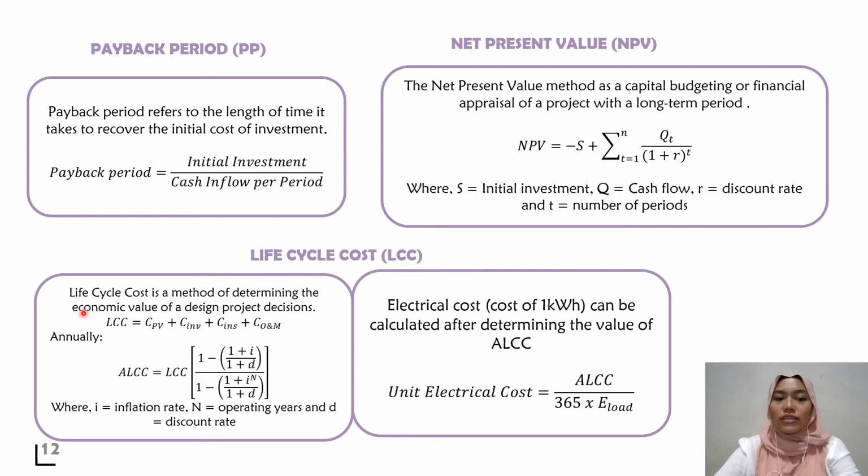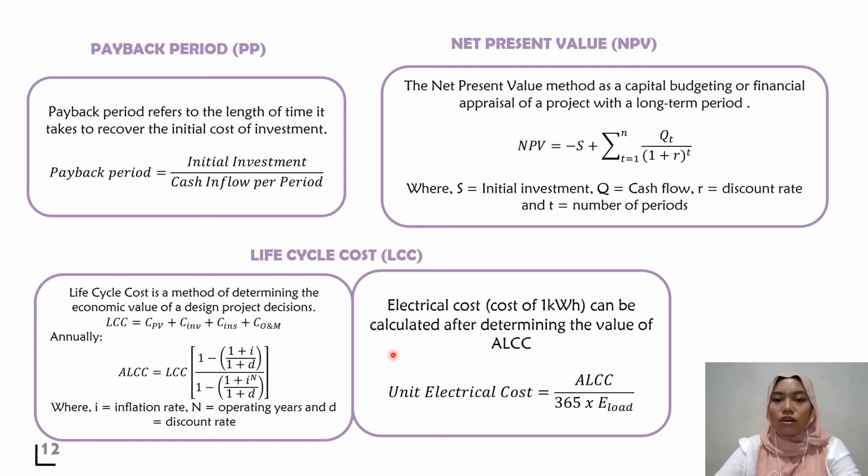Life cycle cost is a method of determining the economic value of a design project decision. The formula of LCC is the summation of cost of solar PV, cost of inverter, cost of installation, and lastly cost of operation and maintenance. The life cycle cost can be calculated annually by using this formula, where I is inflation rate, N is operating years, and D is discount rate.